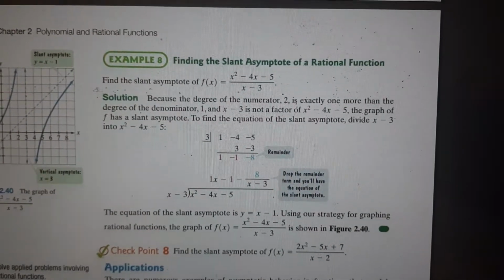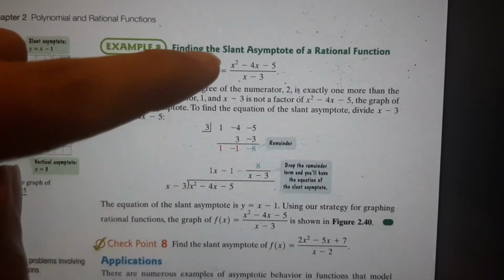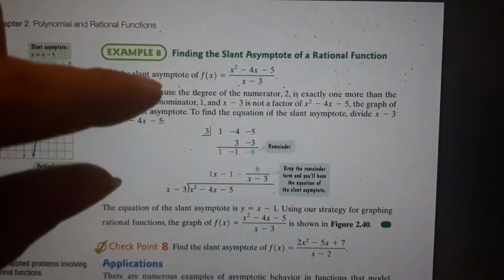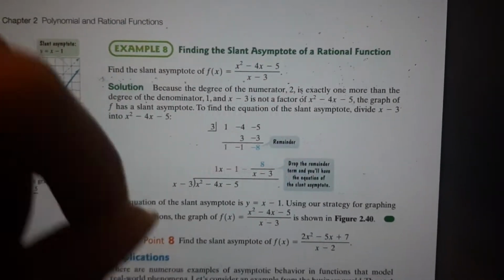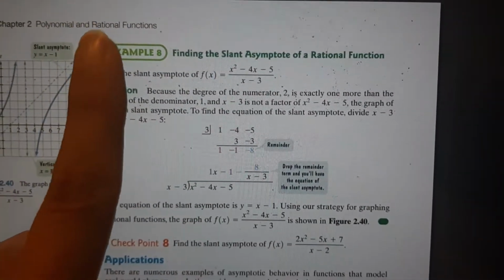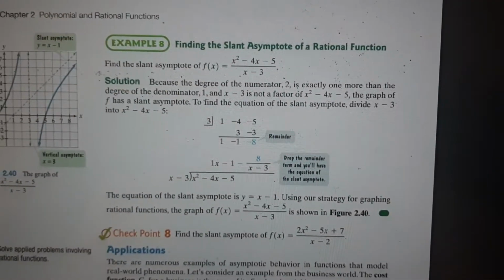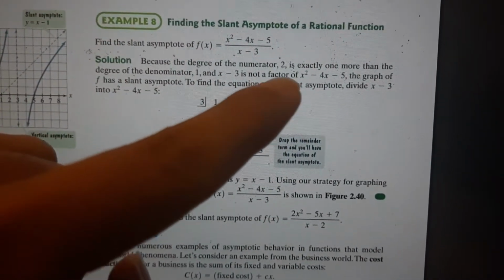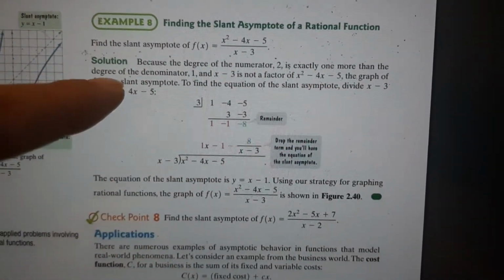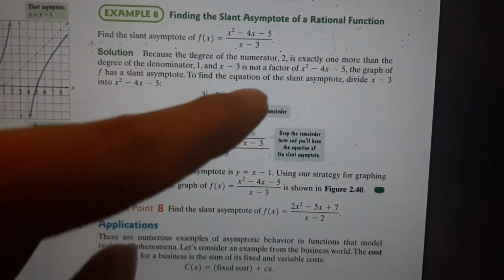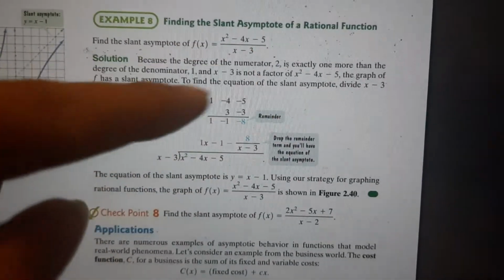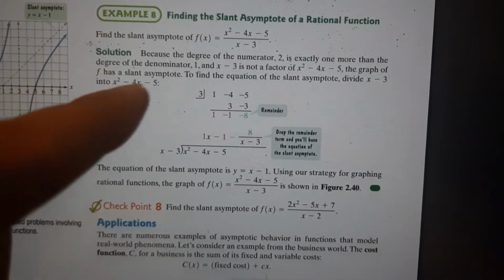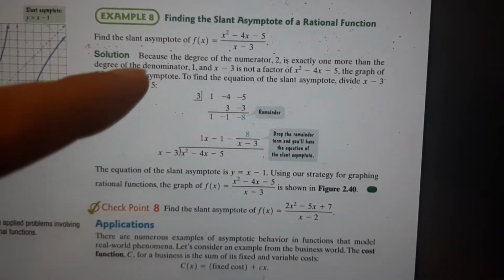Step number two, we have to make sure that our exponent is exactly one more than the one in the denominator, okay? That is very important. It has to be exactly one more than the denominator. That's what it says here, because the degree of the numerator, 2, is exactly 1 more than the degree of the denominator, 1. And x minus 3 is not a factor. That's what I was talking about, that it has been simplified as much. Well, it tells us that we will have a slant asymptote.